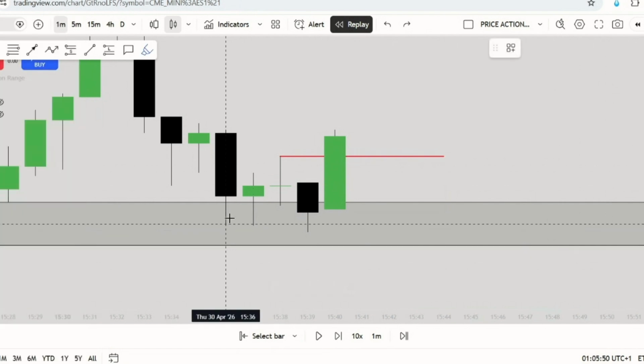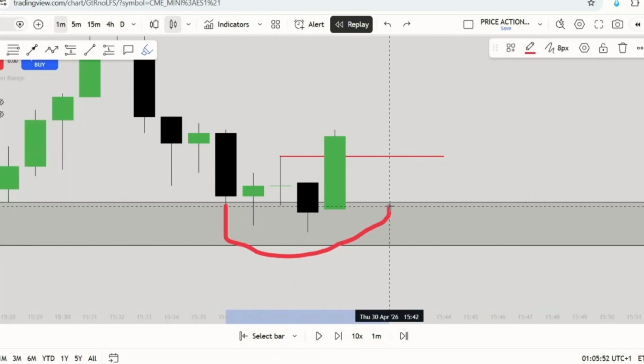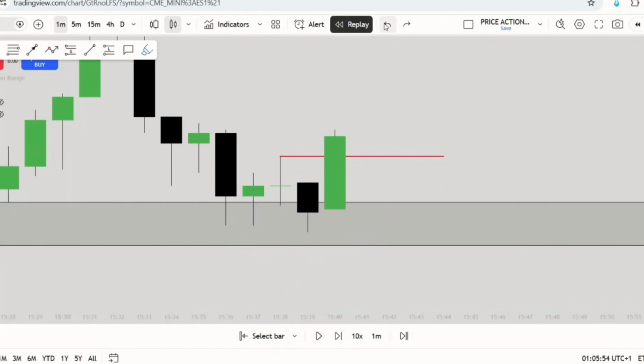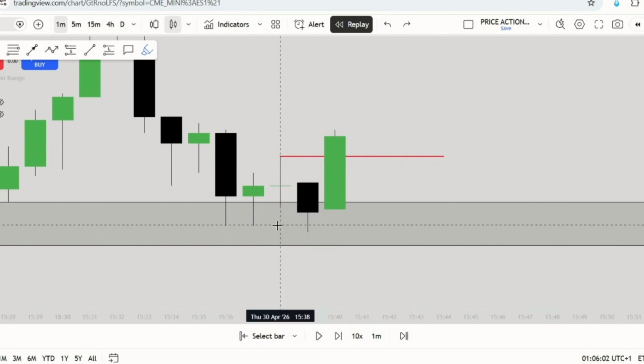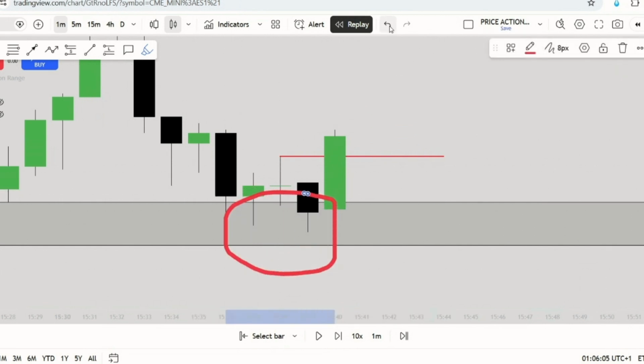I want to see it going into the key level. I want to see at least 2 candles inside of the key level. So for me personally, I want to see at least 2 candles inside of the key level. So for me, I saw these 2 here. And even this one as well, because it was technically inside these 3. I want to see at least 2.